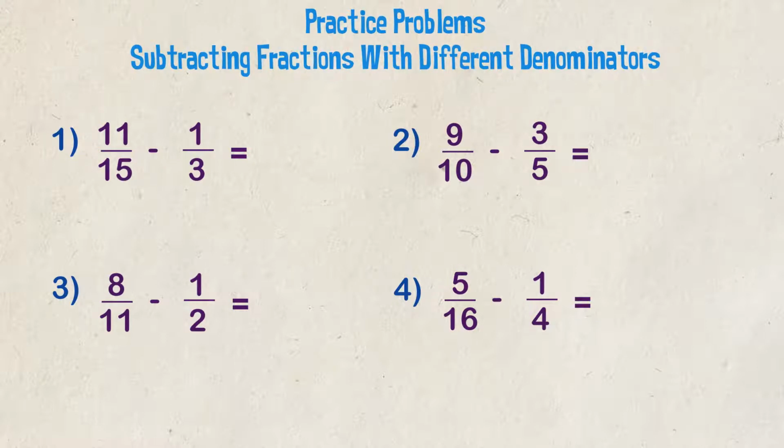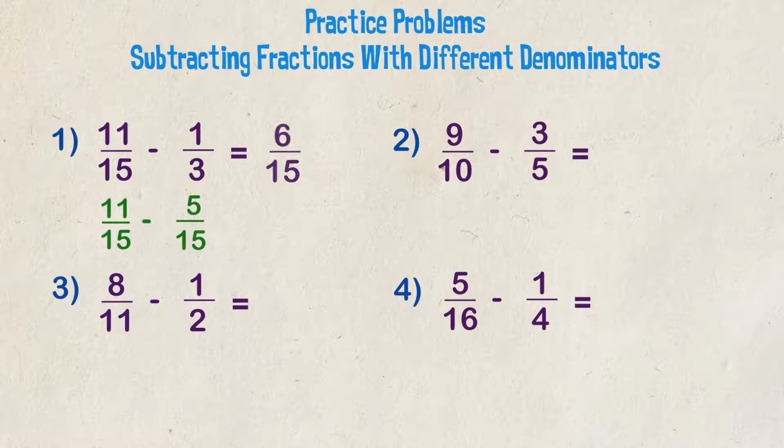Example 1. 11/15 minus 1/3. First thing we got to do is find a common denominator. Since 15 is a multiple of 15 and 3, we can use that one. First fraction stays the same. Second fraction, we can convert it to an equivalent with a denominator of 15 by multiplying the numerator and denominator by 5. That makes our second fraction 5/15. Then we take 11 and subtract 5, and we get 6/15 is our answer.